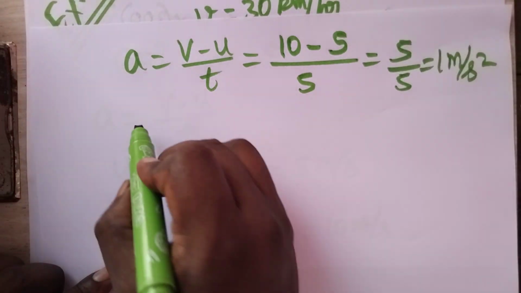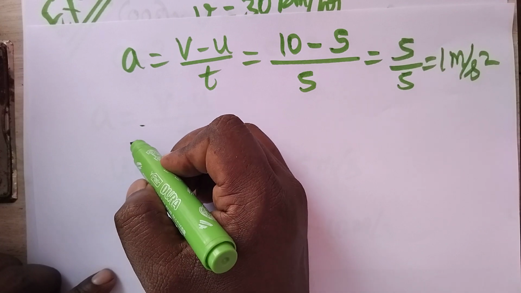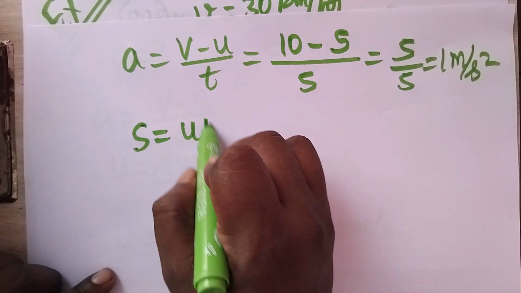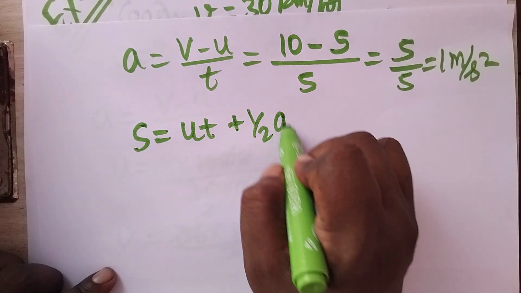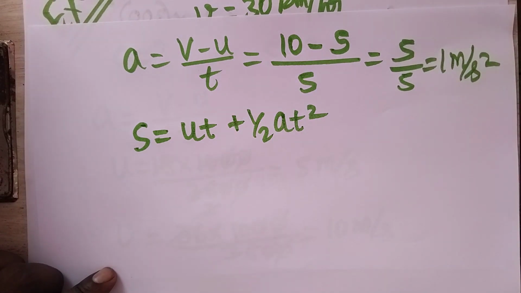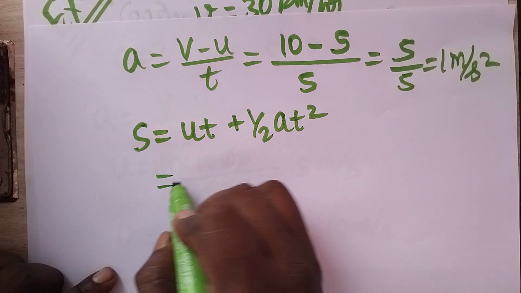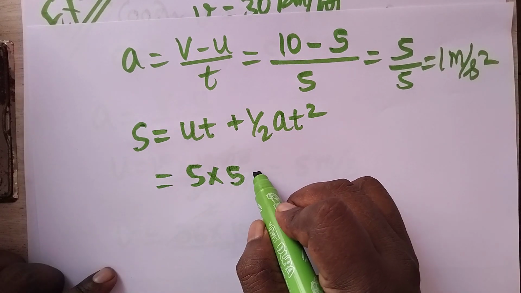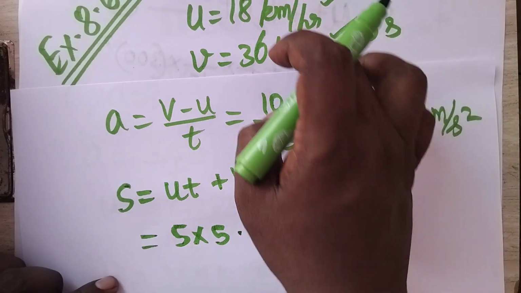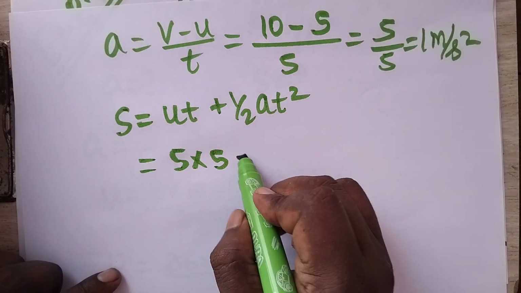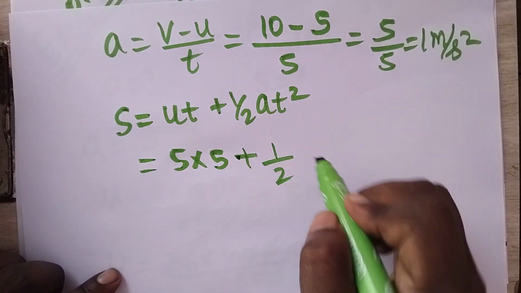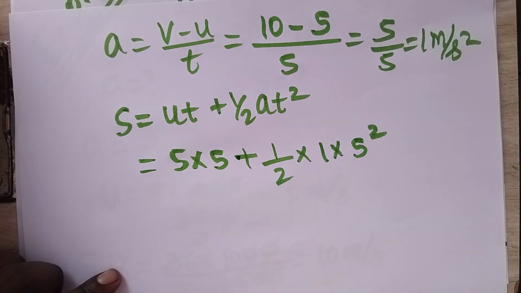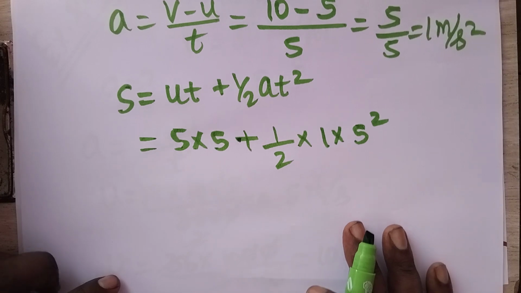Then displacement. S is equal to ut plus half at square. Any formula you can use. If you know time, you can use this one. Initially is how much? 5. Time taken is 5 seconds. Plus, it is acceleration only because velocity is increasing. Plus half of a, which is 1. T is how much? It's 5 square. Okay, it's very very simple.